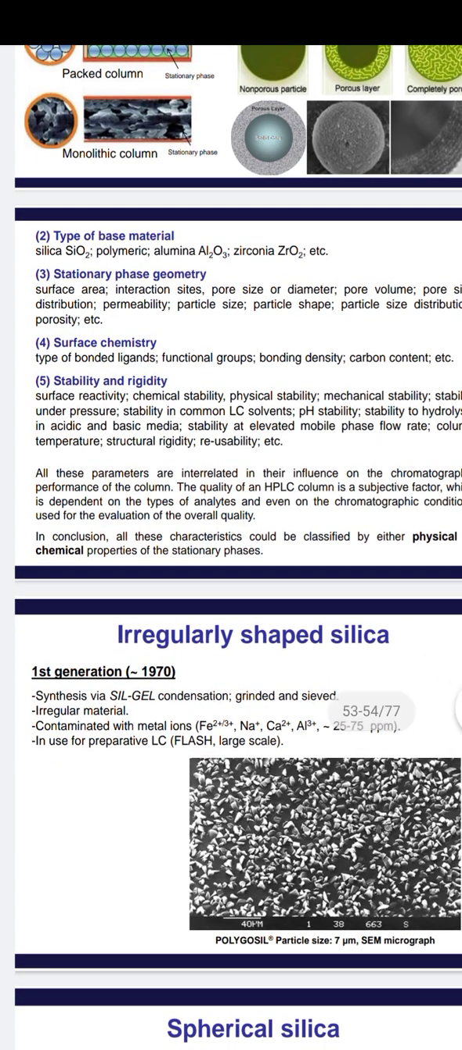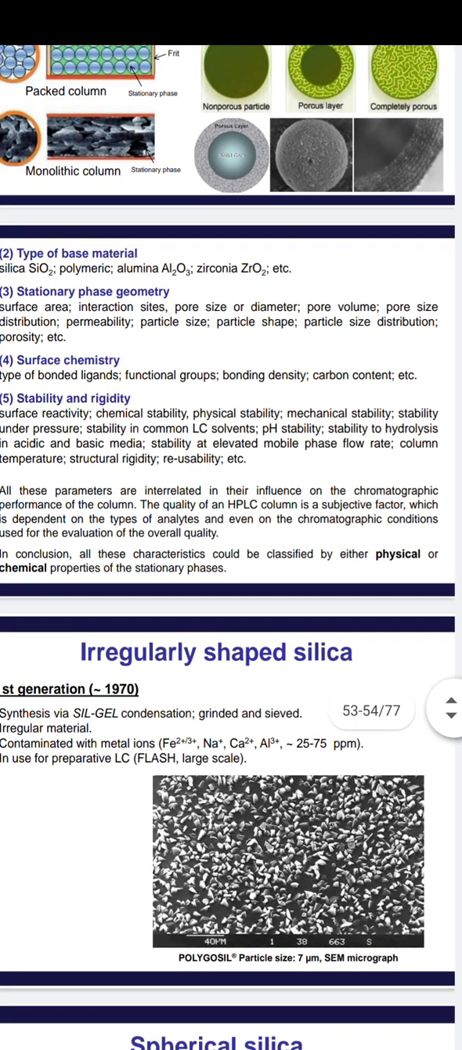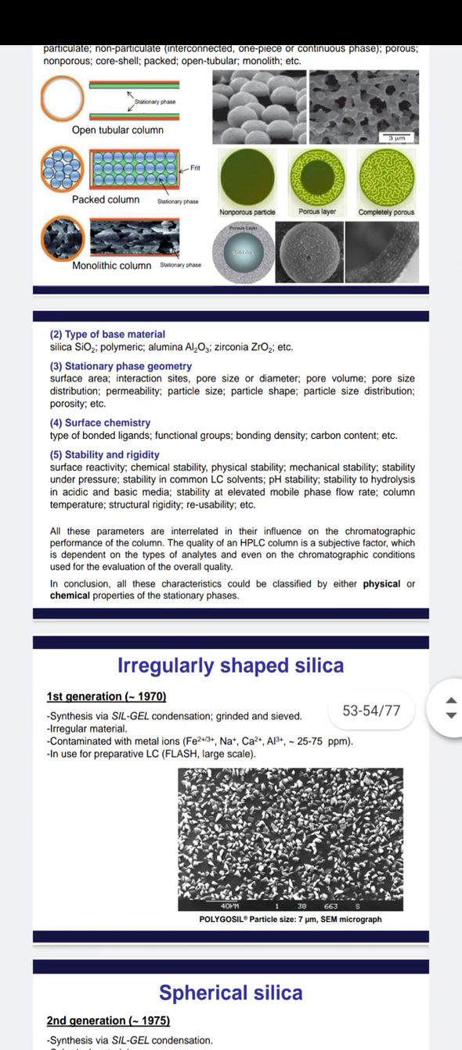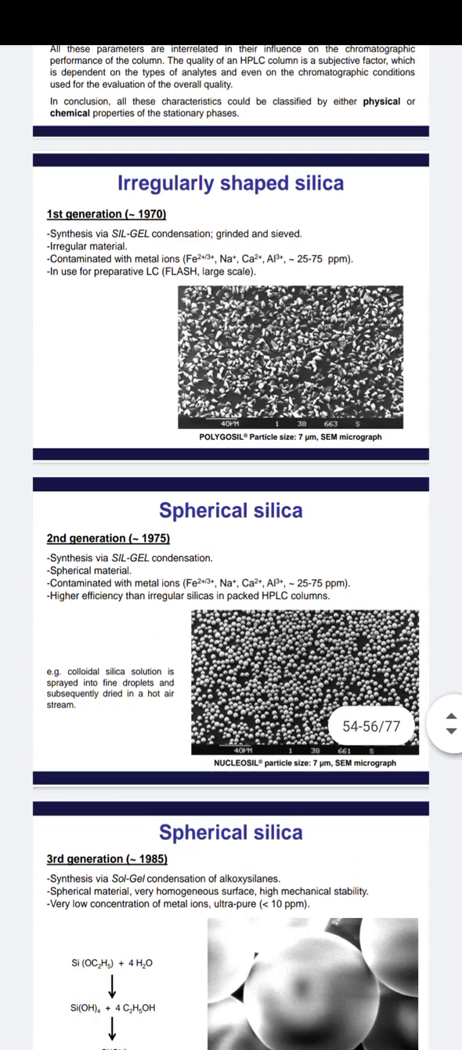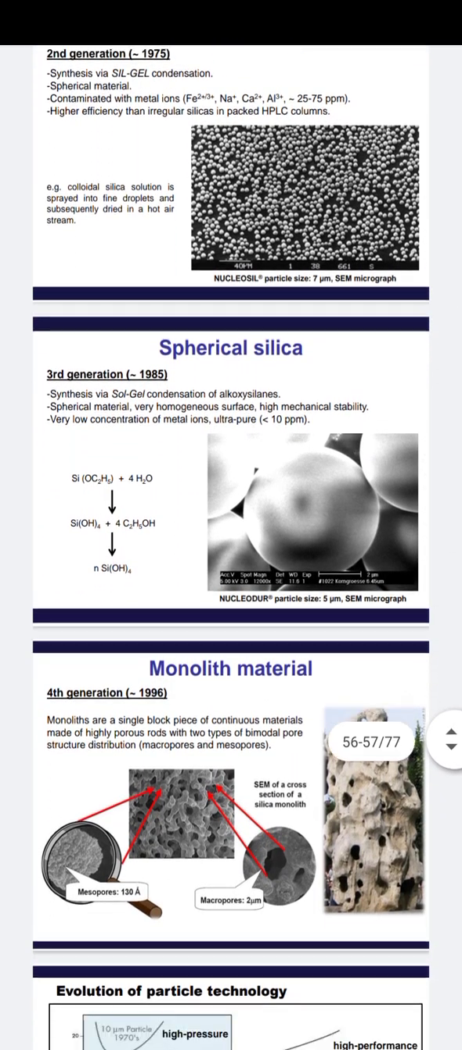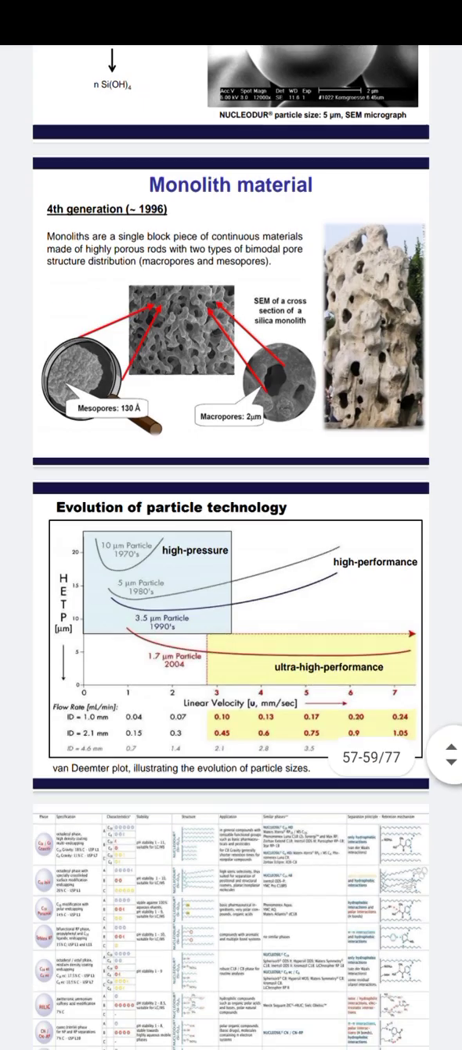All these parameters are interrelated in their influence on the chromatographic performance of the column. The quality of an HPLC column is a subjective factor which is dependent on the type of analytes and even on the chromatographic conditions used for the evaluation of the overall quality. So these are some shapes of the silica: irregular, spherical silica, monolith silica.